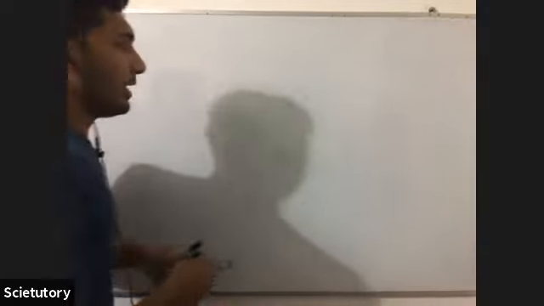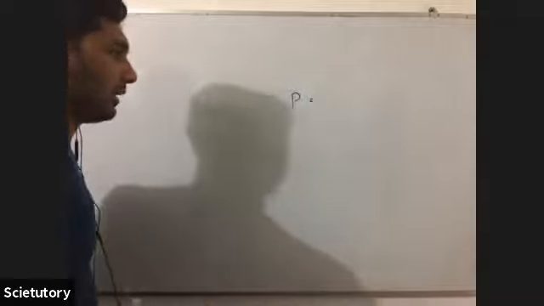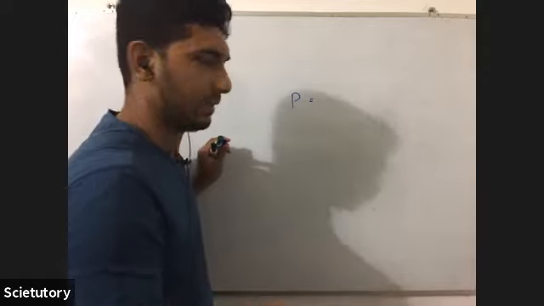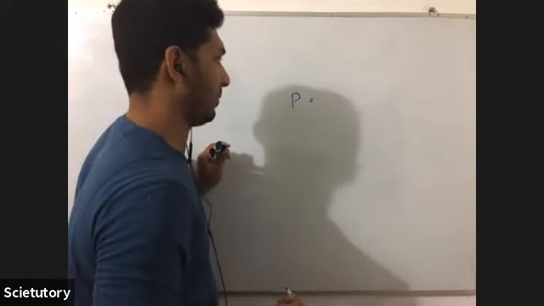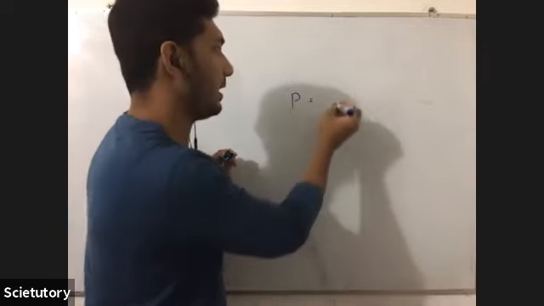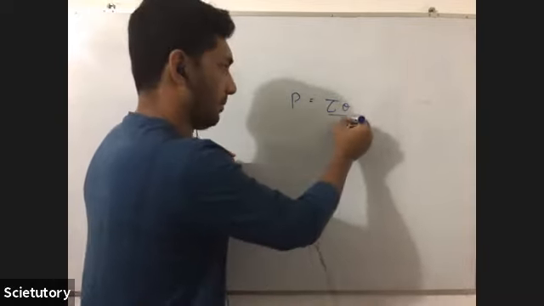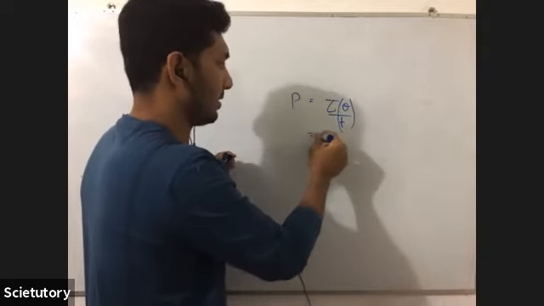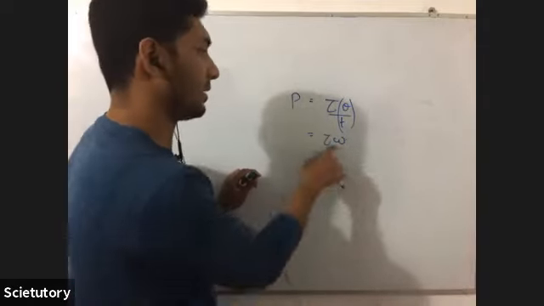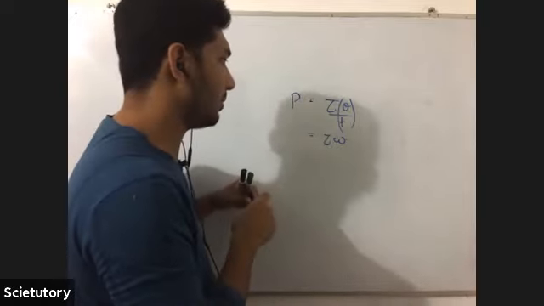Usually the power is the rate of expenditure of energy, or work done per unit time. In linear motion it is force into distance, but here it is torque into theta, divided by the time. So this is omega, so torque into omega. But it should be mentioned that there is a constant angular velocity.